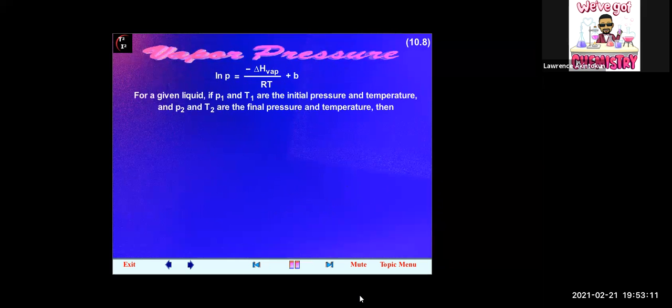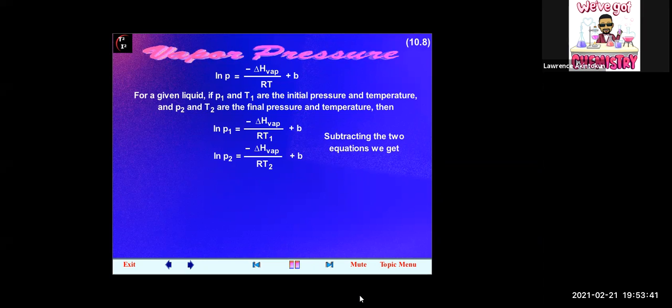For a given liquid, if P1 and T1 are the initial pressure and temperature, and P2 and T2 are the final pressure and temperature, then the natural log of P1 equals minus delta H vaporization divided by RT1 plus B. The natural log of P2 equals minus delta H vaporization divided by RT2 plus B.